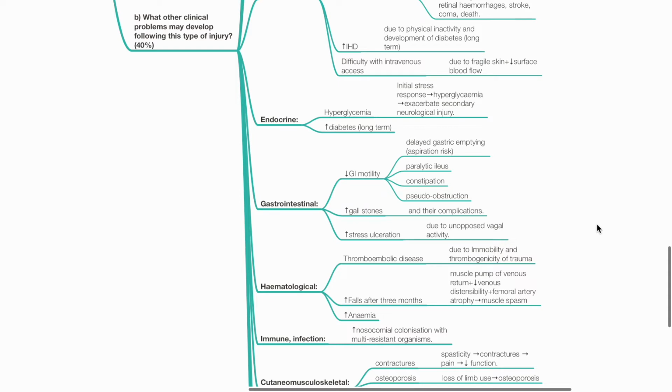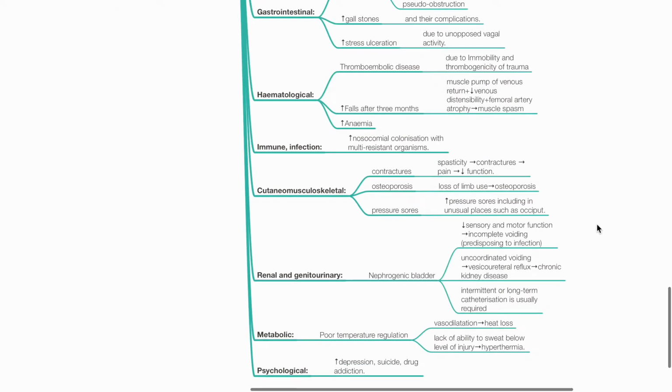Paralytic ileus, constipation, and pseudo-obstruction may occur. There is increased incidence of gallstones and their complications. Stress ulcerations are more common due to unopposed vagal activity. Hematological problems: thromboembolic disease due to immobility and thrombogenicity of trauma, increased risk of falls due to muscle spasms, increased risk of anemia.